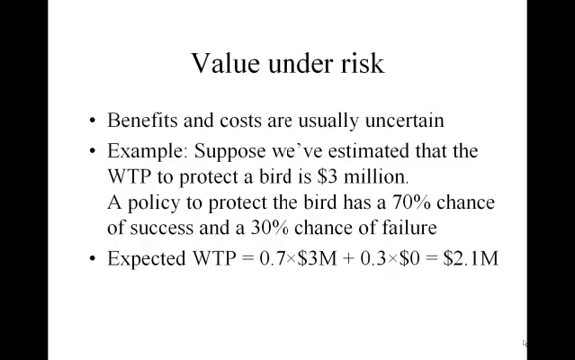So suppose that we've estimated that the willingness to pay of the public at large is $3 million to protect some bird. And we were considering a policy that will have a 70% chance of success and a 30% chance of failure. That is, 70% of the time we expect that the bird will be saved, but 30% of the time this project is not going to work and the bird will not be protected and will lose that species. So in this case, we would estimate an expected willingness to pay of 0.7 times 3 million plus 0.3 times 0, or what you get if you don't save the bird, yielding an average or expected value of $2.1 million.